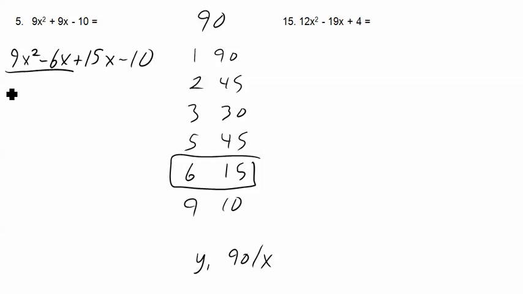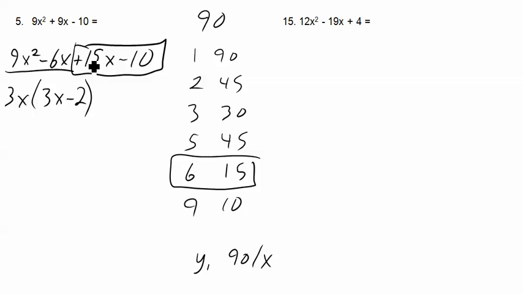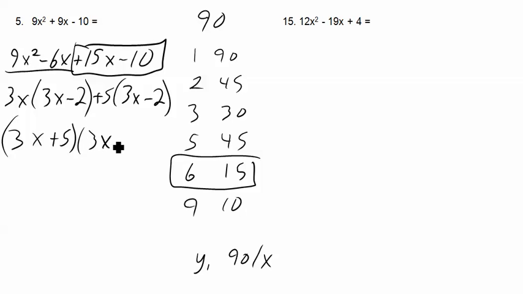So we look at the first two. What can we factor out? We can take a 3x out. So 9 divided by 3 is 3. I take one of the x's out. -6 divided by 3 is -2. So what do I need to do to 15 to make it be a 3? I need to divide by 5. So 15 divided by 5 is 3x. -10 divided by 5 is -2. 3x plus 5, 3x minus 2.